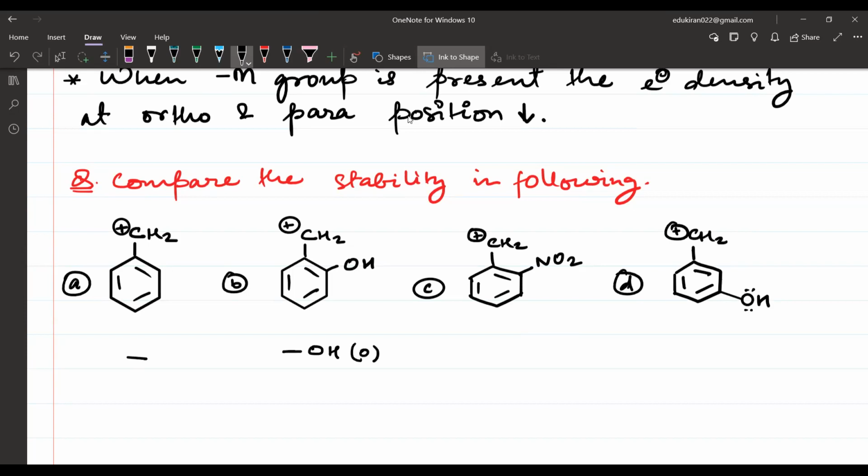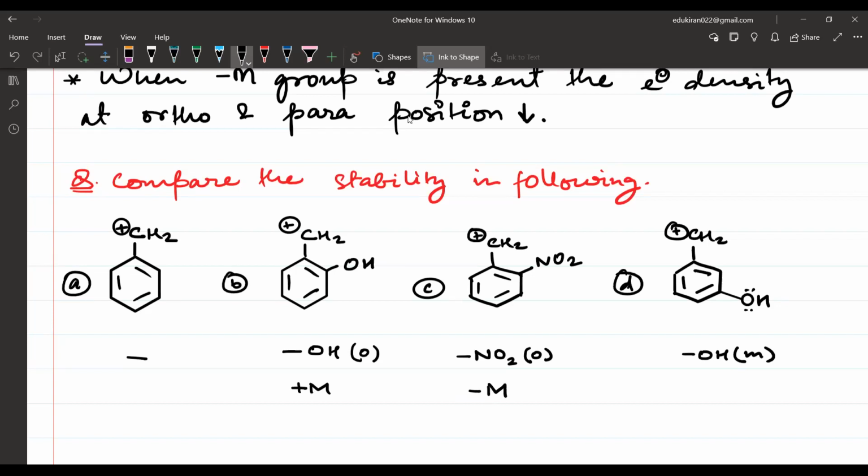ये भी आप important लिखिए, ठीक है? OH है आपके पास कौन से position में? It is at ortho position to CH2. Then you have in the C structure, you have NO2. This is also in the ortho position, and in the D structure we have OH, but this is in the meta position. Okay. Now, if I have OH in the ortho position, then it is going to give you plus M, electron donation. If NO2 is there, that means it is going to be minus M.